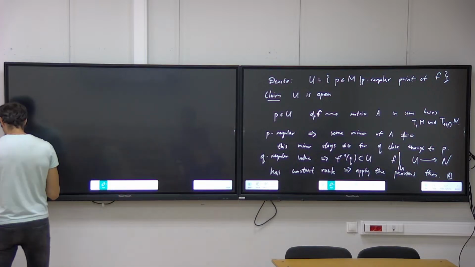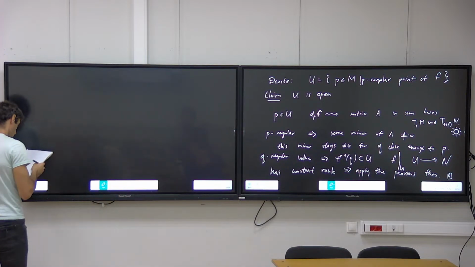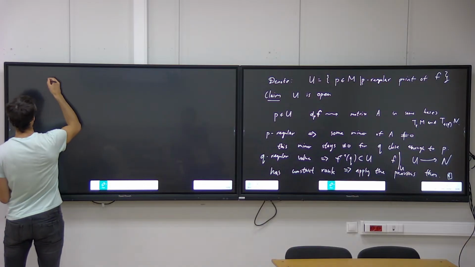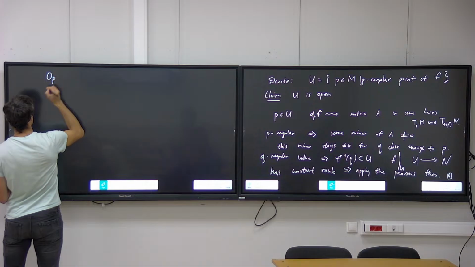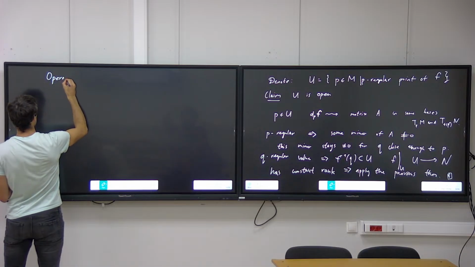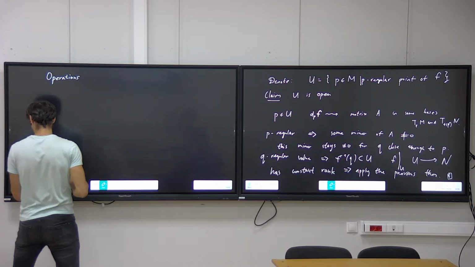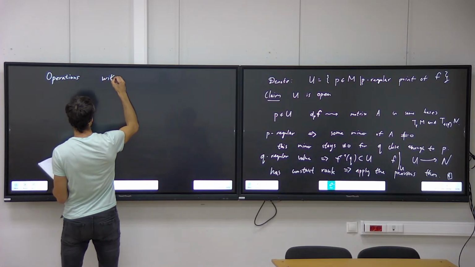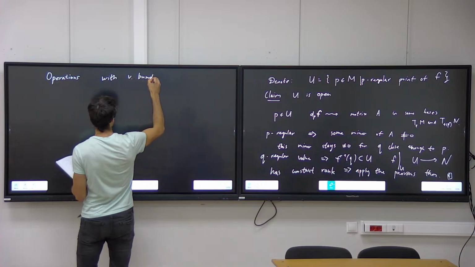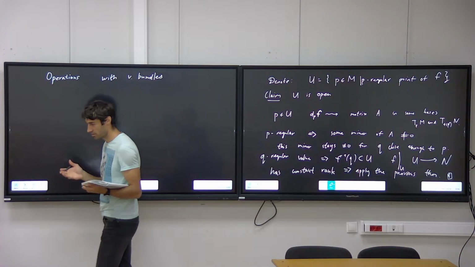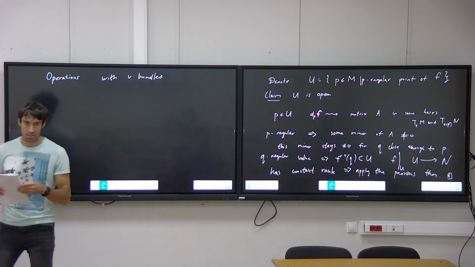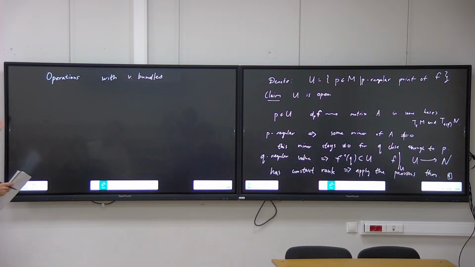Okay, so let me introduce further some operations with vector bundles on a smooth manifold. So, kind of a new discussion: operations with vector bundles. Well, the main goal is to introduce differential forms. For that, I need to know what is a product of vector bundles, basically.